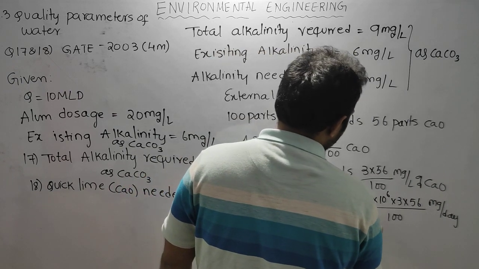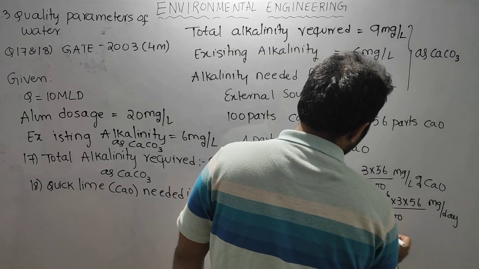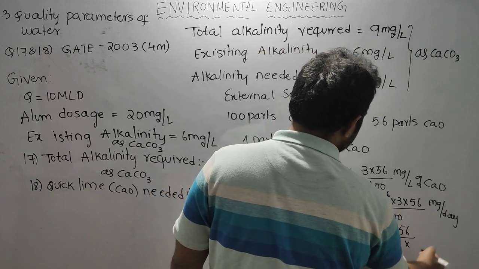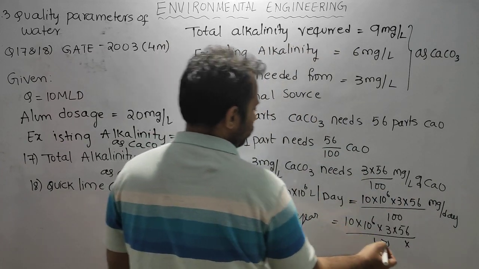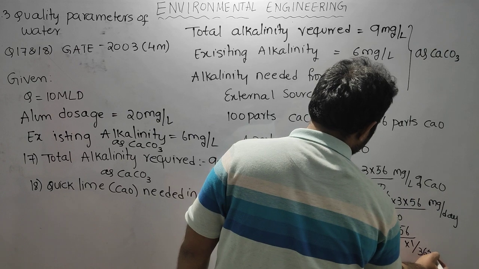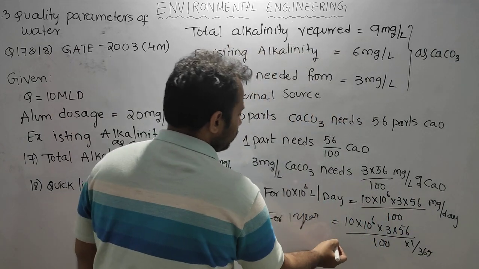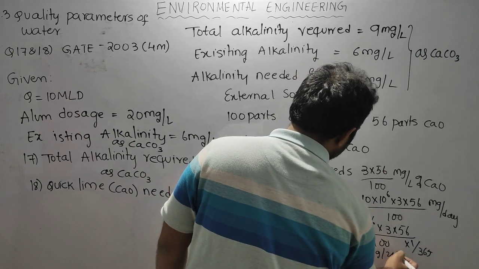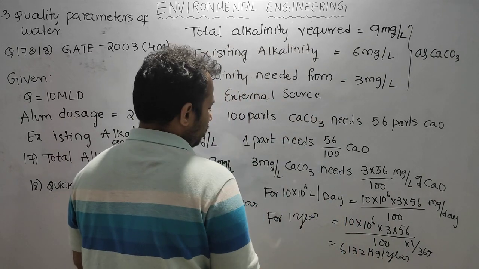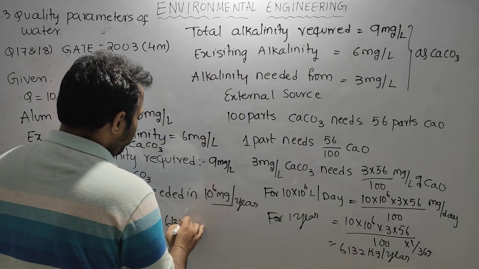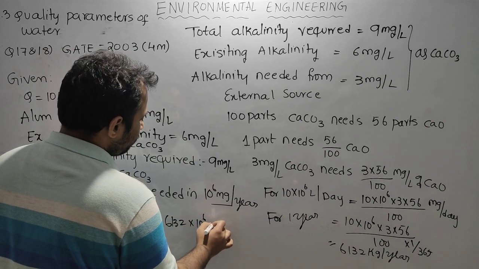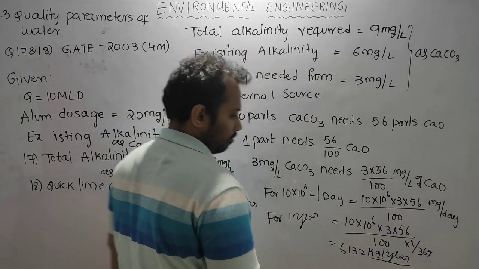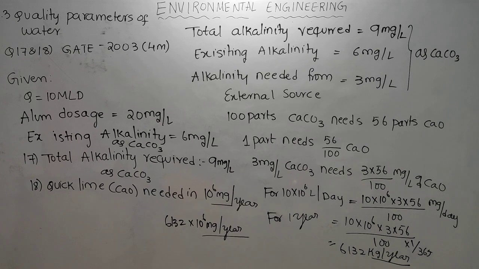So for 1 year, the requirement will be 10 into 10 to the power of 6 into 3 into 56 by 100 into, what is this, day? 1 day is nothing but 1 by 365 year. So this 365 will come up. So this will be equal to 6132 kg per year, or 6132 into 10 to the power of 6 milligram per year. Either this or this, both are correct. 10 to the power of 6 milligram is nothing but 1 kg.